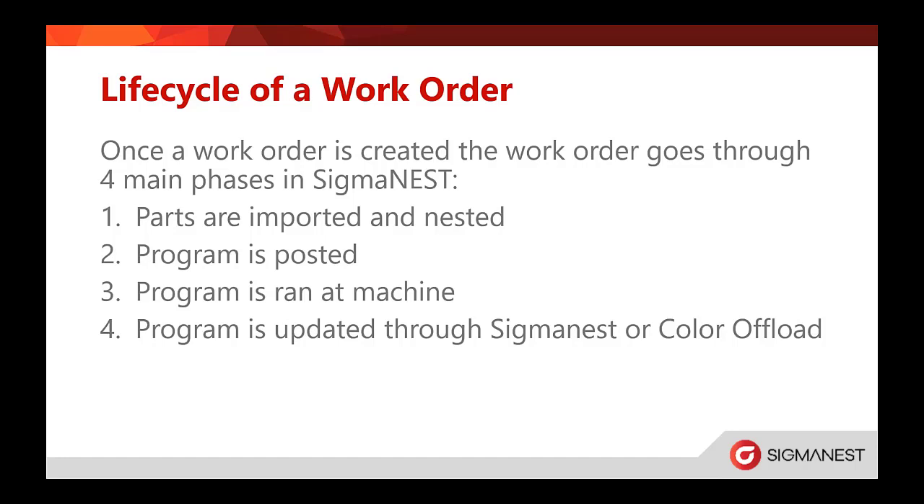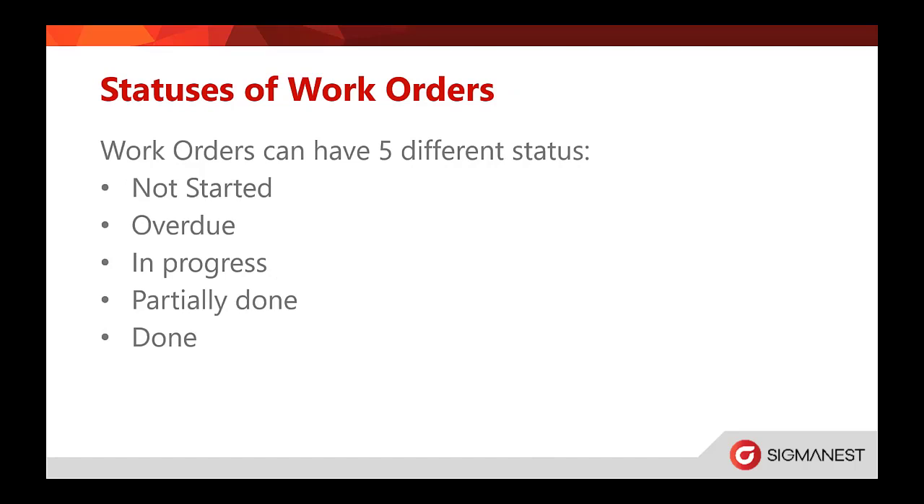Once we've gone through all those different phases, next we will go to the statuses of the work orders. So throughout that process, we will have 5 different statuses for our work orders. The first of which is not started. So this is when you have first created the work order, and it has a future due date, so it might be due next week, but none of the parts have been nested or posted out or run at the machine.